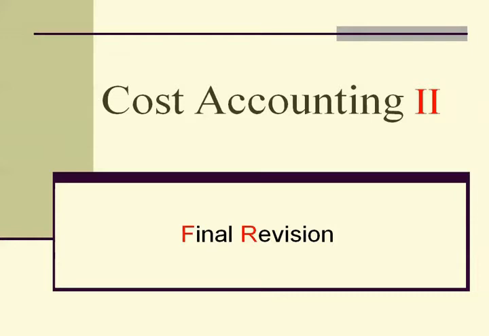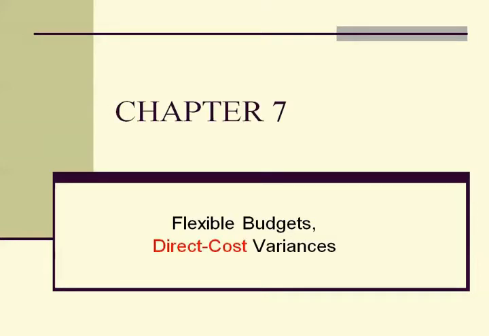Today we are going to make a final revision in Cost Accounting 2. Let's start with Chapter 7, Flexible Budgets, Direct Cost Variances.